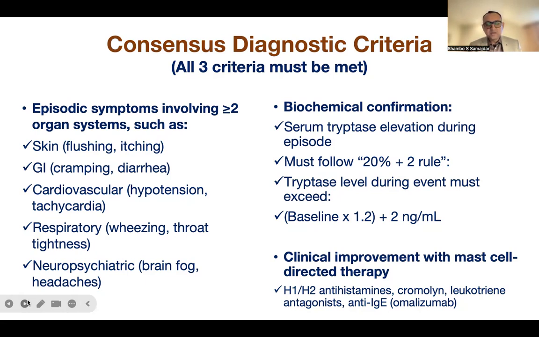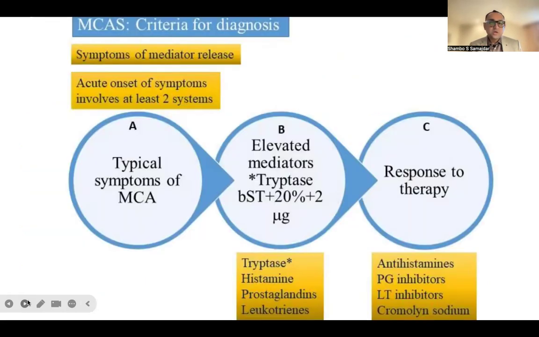This is important: the tryptase level during the event must exceed at least 1.2 times the baseline plus 2 nanogram per ml. And there should be clinical improvement with mast cell directed therapy. That is the third criterion. These include antihistamines, cromolyn, leukotriene antagonists, and anti-IgE omalizumab.